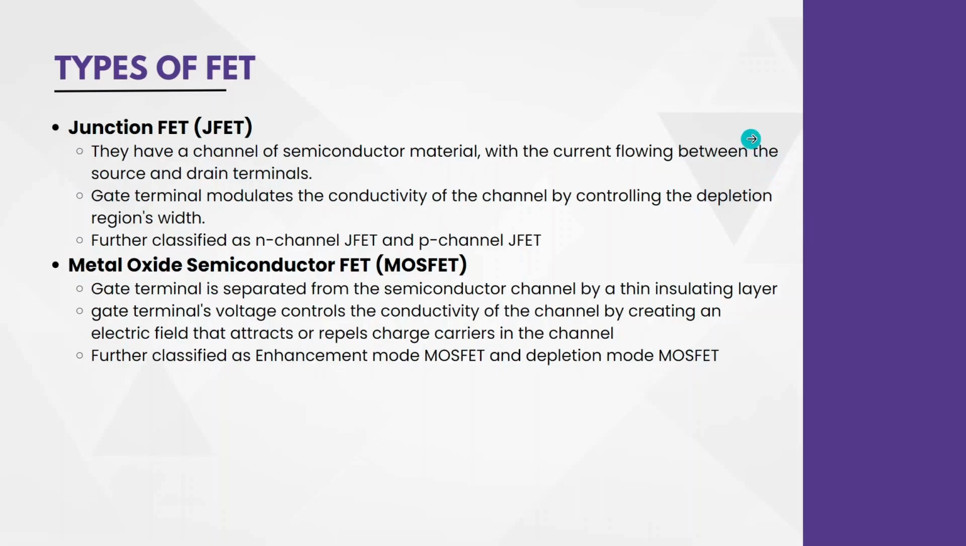So in a JFET, we work on the depletion region's width through the gate terminal, which in turn controls the conductivity of the channel. Whereas in a MOSFET, here again we use the gate terminal's voltage that will in turn control the conductivity of the channel, but it does that by creating an electric field, and this electric field can either attract the charges or repel the charges. Again, under JFET, we have N-channel JFET and P-channel JFET, and MOSFETs are further classified as enhancement mode MOSFET and depletion mode MOSFET.